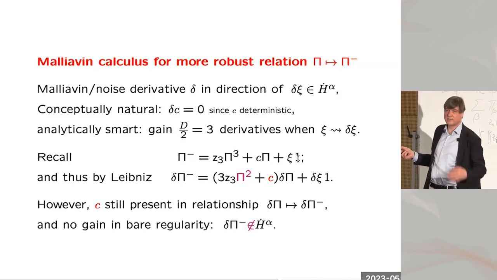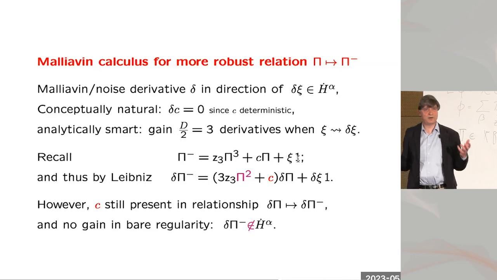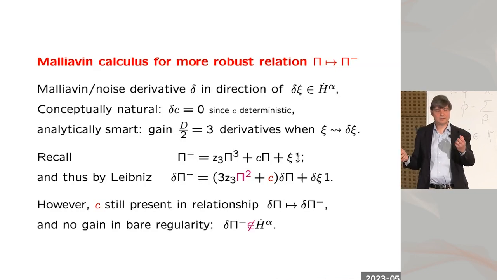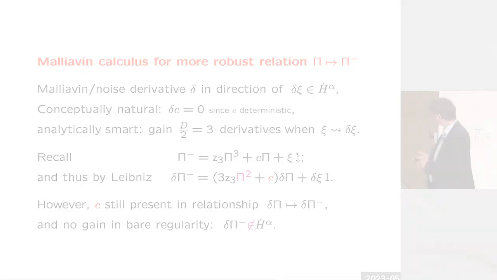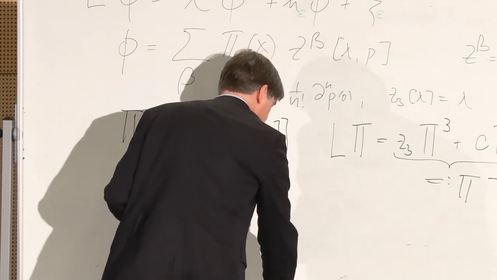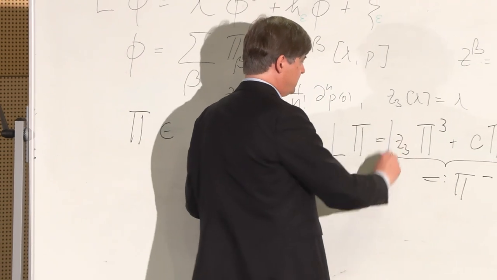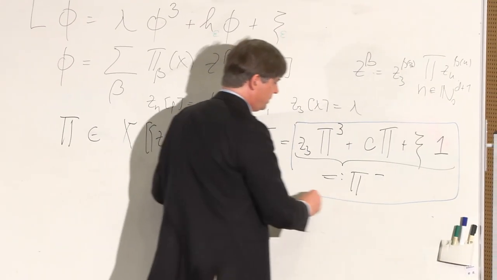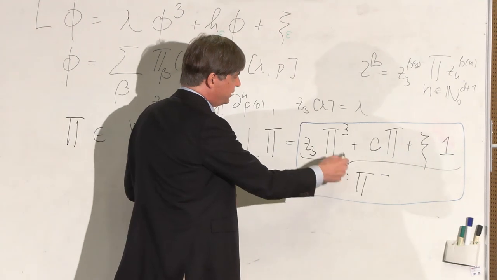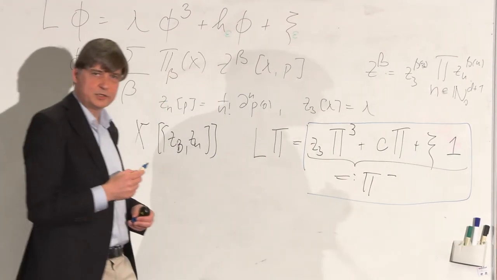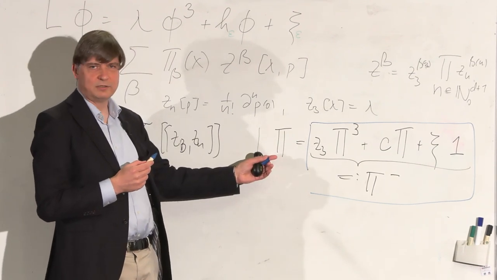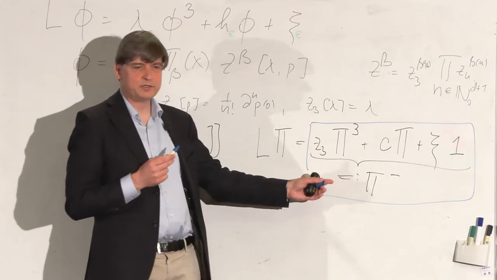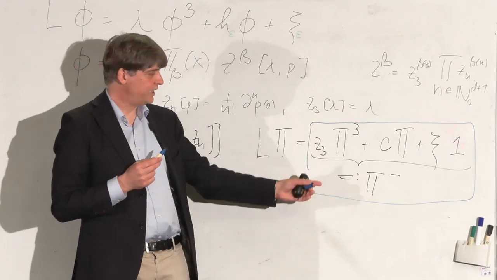So this is why it's analytically smart, right? You suddenly redefined your problem, and you replaced something rough by something much more regular. But it's also conceptually smart because the non-robust part is really this relationship between the right-hand side of your equation and the left-hand side, this algebraic relationship, right? We have a division of the problem into a linear differential relation, which is benign, and a nonlinear algebraic relation between pi and pi minus.